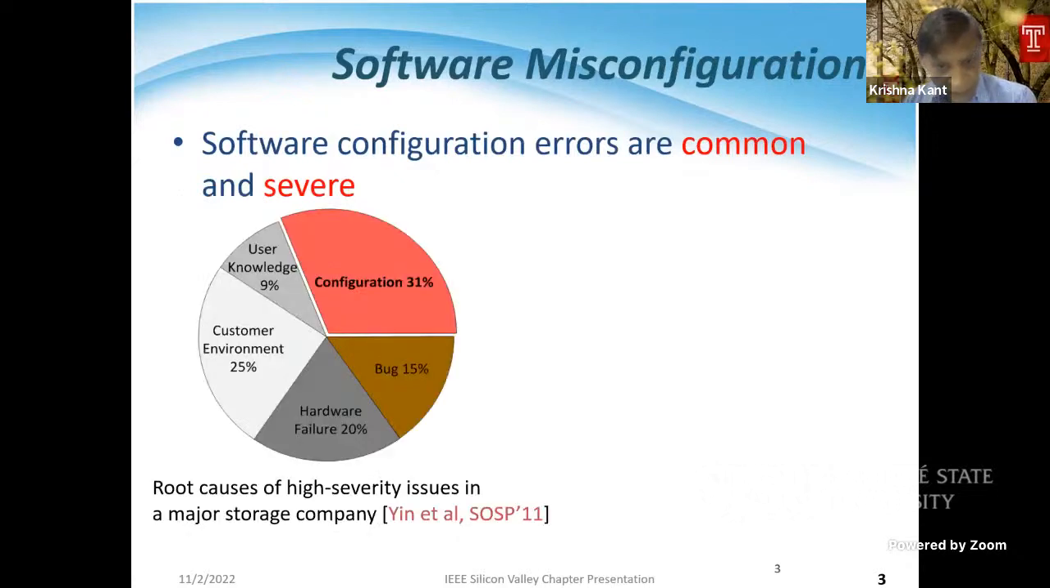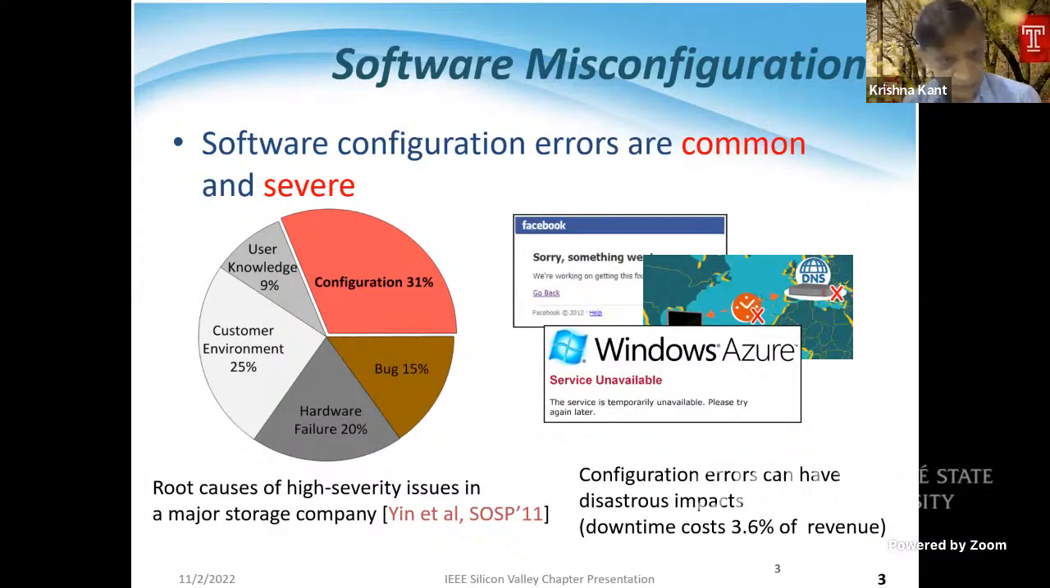Although there are obviously misconfigurations in the hardware, most of the misconfigurations that are troublesome are typically in software. And you can see a pie chart here. It's a little bit old, but if anything, the percentage of problems due to misconfiguration, which is 31%, has only gone up as software becomes more and more complex.